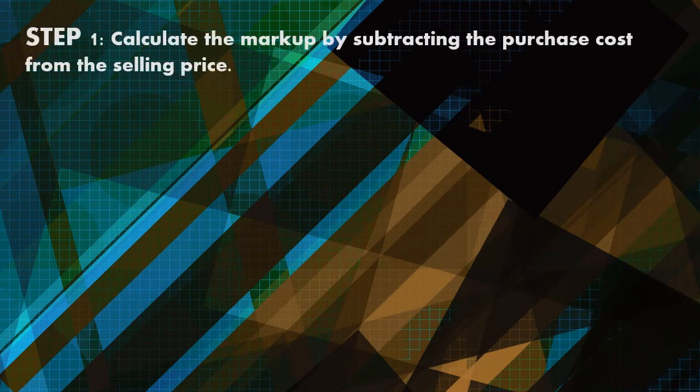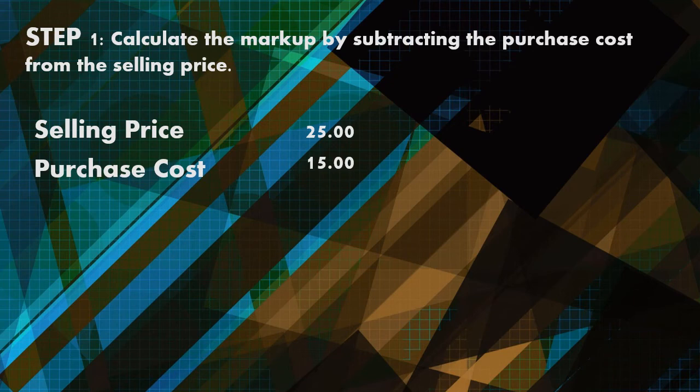Step 1. Calculate the markup by subtracting the purchase cost from the selling price. For instance, your selling price is worth 25 pesos and your purchase cost is worth 15 pesos. All you have to do is to subtract them. So 25 pesos minus 15 pesos is equal to 10 pesos. And that 10 pesos will be considered as your markup.